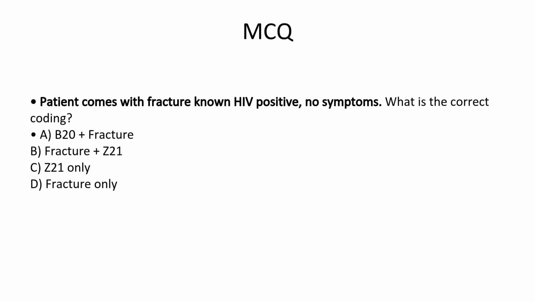Now let's solve a question. A patient comes with fracture and is known HIV positive but has no HIV related symptoms. What is the correct coding? The correct answer is option B, fracture plus Z21. Because the reason for visit is fracture, so fracture will be coded first. And since the patient is HIV positive without any related condition, we assign Z21 as secondary diagnosis. We should not use B20 because there are no HIV related conditions.